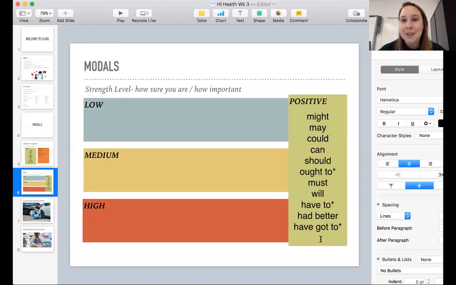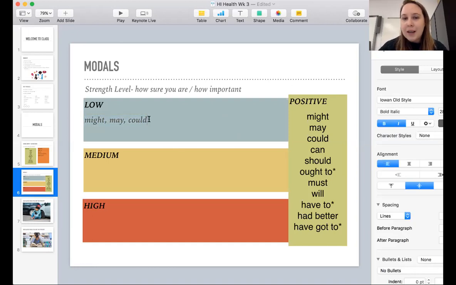All right, if you need more time, just pause the video. But let's take a look. Our low modals are going to be things like might, may, and could. Those first 3 are going to be our low level modals.